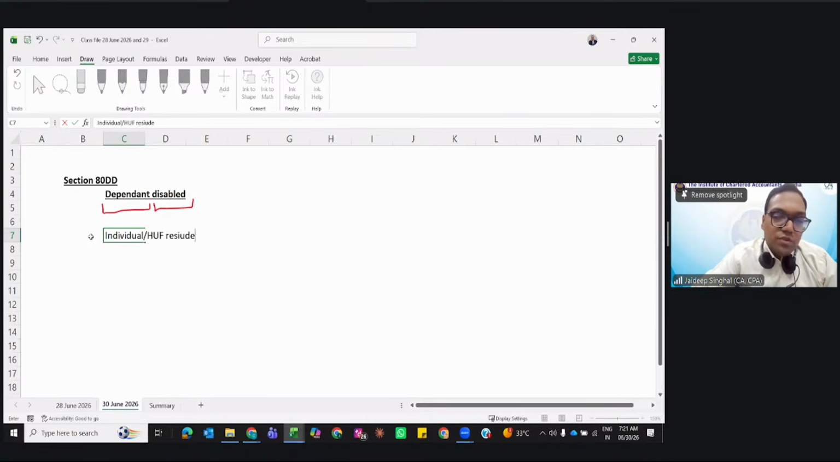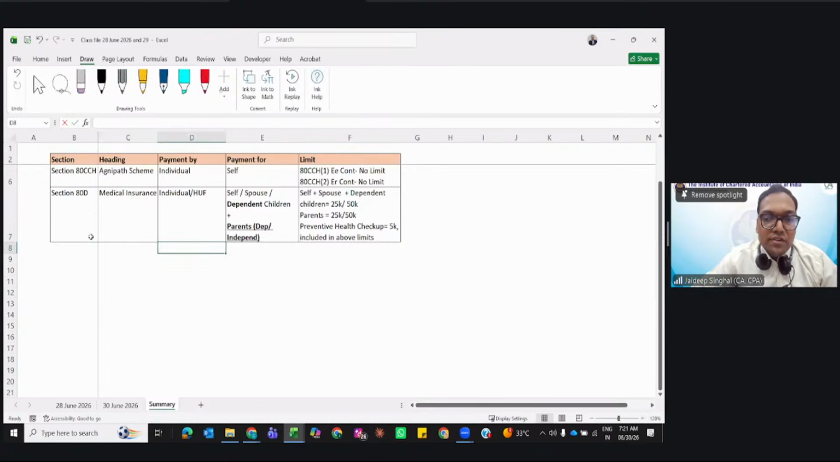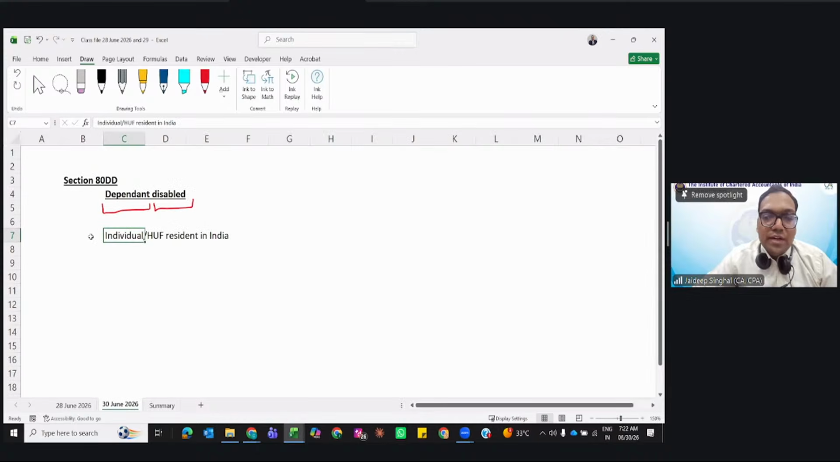Earlier, the condition of resident in India was not there in other sections. It is for individual HUF resident in India. Right? So I can add it here. It is for individual HUF resident in India, ATDD. I will continue adding like this here. Again, it is allowed in the old scheme, needless to say, because only 3 deductions are allowed in the new scheme. One was for ATCCD2, another one was for ATCCH2, and one more we will study, ATJJAA.